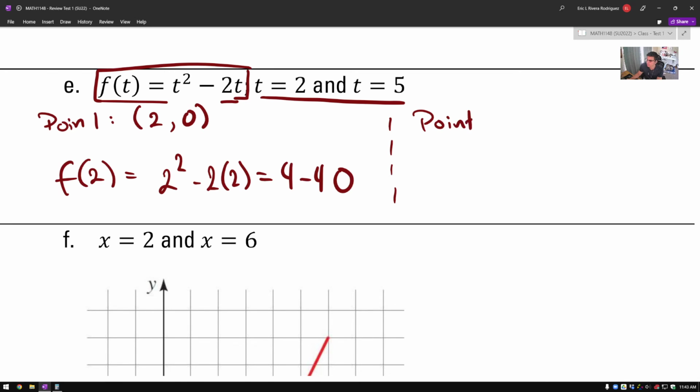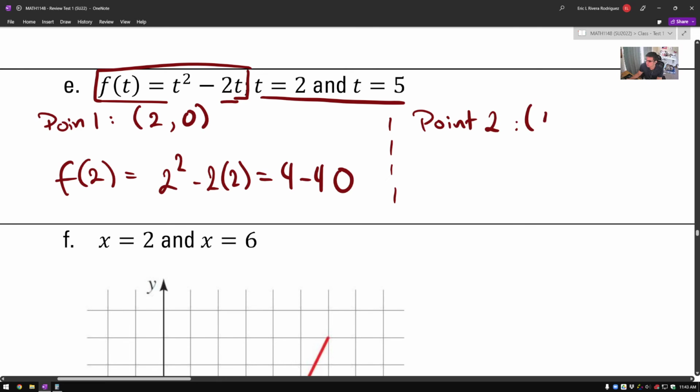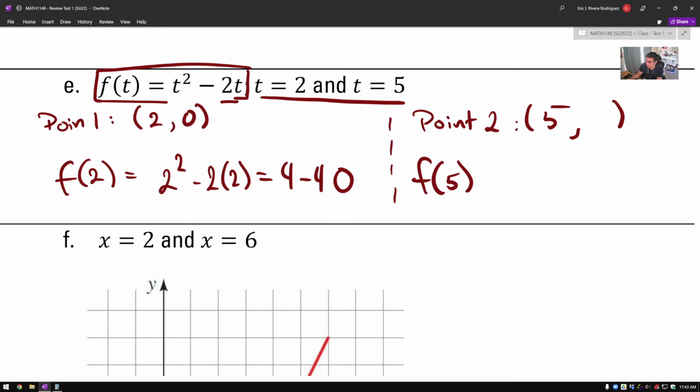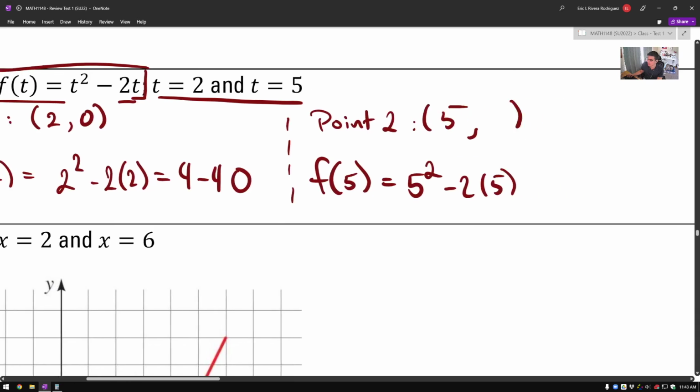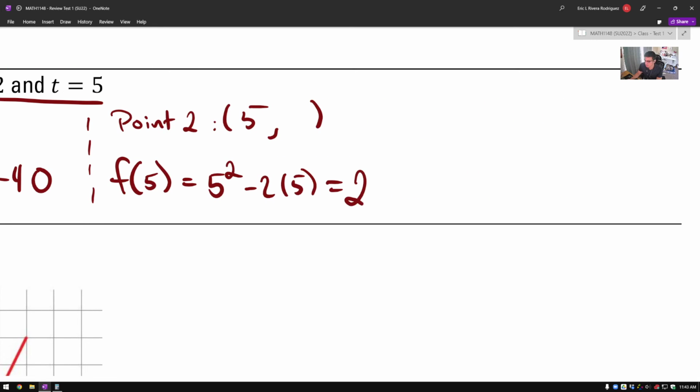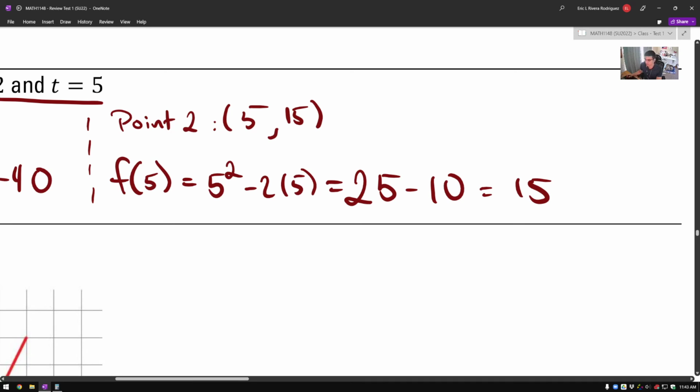Point number 2. We know t is 5. We don't know the y value. Well, that's okay. We plug in 5 into t. And this is going to give us 25 minus 10. This is 15. So the y value here is 15.